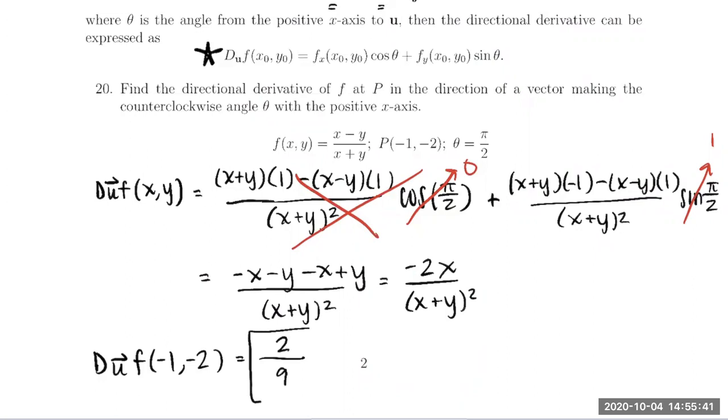So my directional derivative is 2/9, or again, geometrically, this is the slope of the surface defined by x minus y divided by x plus y in the direction of, in this particular case, this happens to actually be the y direction, and then all evaluated at the point -1, -2.